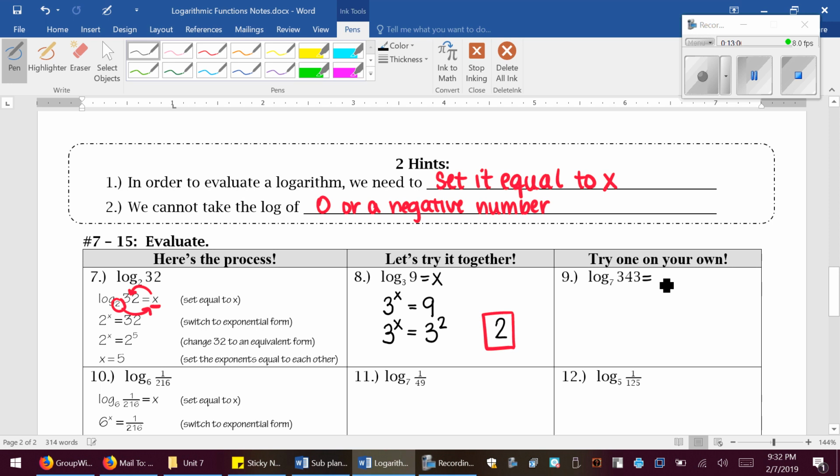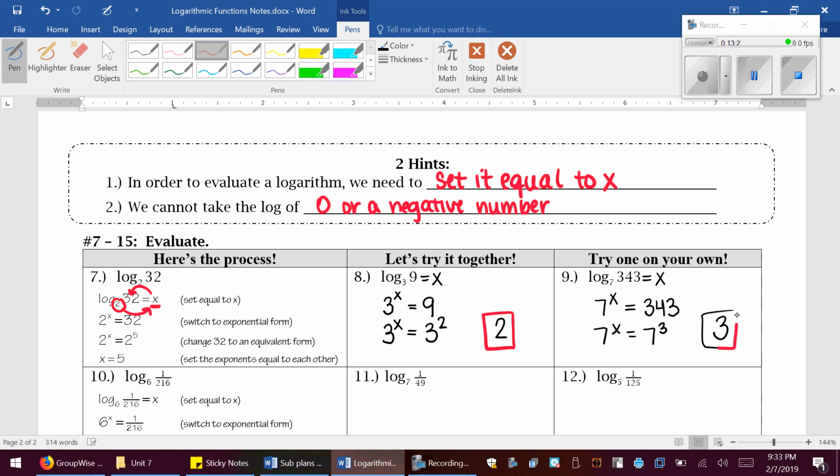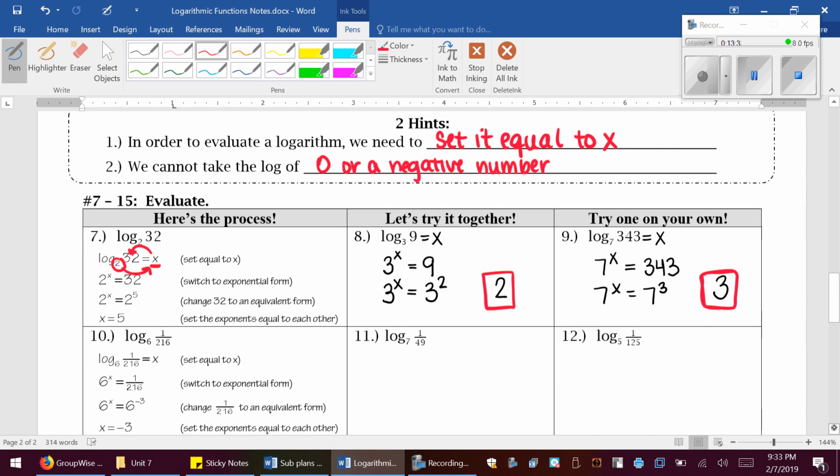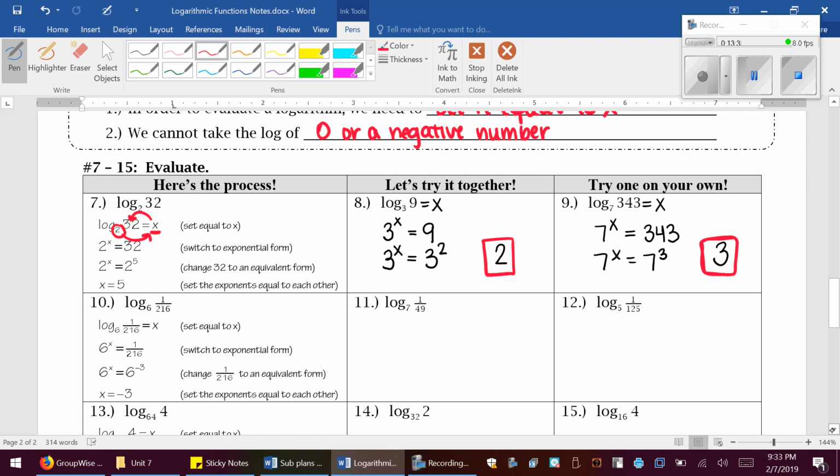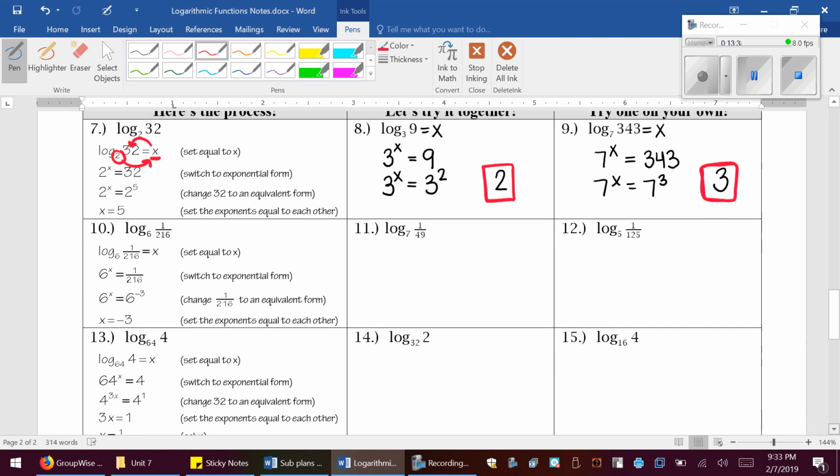Next one. Set it equal to x. Switch it to exponential form. Base is 7. Raised to the x power is equal to 343. Again, if you know 7 to what power is 343, you can jump right to the answer. Or change 343 into 7 to the 3rd power, and the bases match, so the exponents have to match as well. The only way to make it a little bit harder is to throw in some fractions and also some negative values.